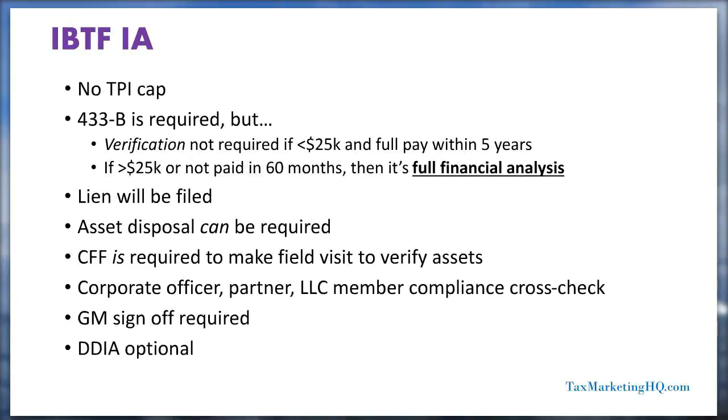And what's going to happen is that ACS, or the revenue officer, is going to look at the corporate officers, partners, et cetera, and they're going to look at that person's own compliance history, okay? And so if there are any issues with the person's individual tax compliance, then that is going to create a problem. Group manager or ACS supervisor sign-off is required, and doing a direct debit is optional.